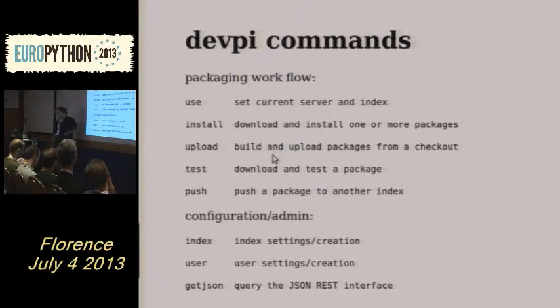Push is the final thing for pushing a package between indexes or to PyPI. Once you are happy with your release, you can do that. Then there's some configuration and administrative commands. Index, user and getjson are more of a debugging thing. The devpi server has a JSON REST interface, and getjson basically allows you to get at all these resources and get a JSON representation.